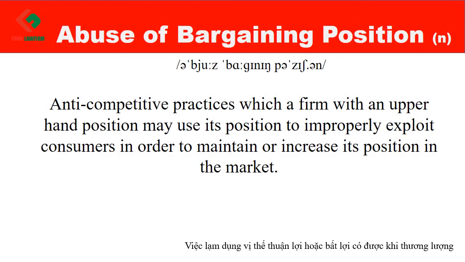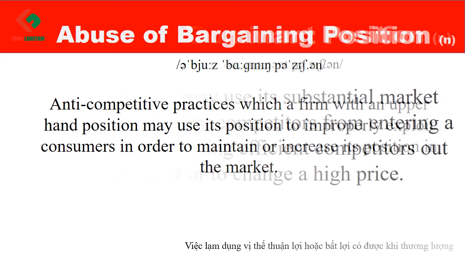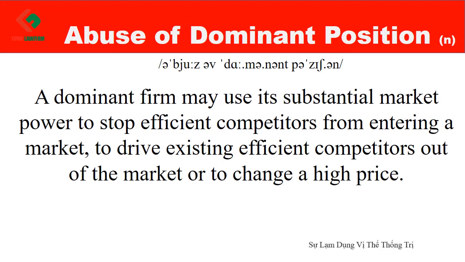Abuse of bargaining position. Anti-competitive practices in which a firm with an upper hand position may use its position to improperly exploit consumers in order to maintain or increase its position in the market. Abuse of dominant position. A dominant firm may use its substantial market power to stop efficient competitors from entering a market, to drive existing efficient competitors out of the market, or to charge a high price.